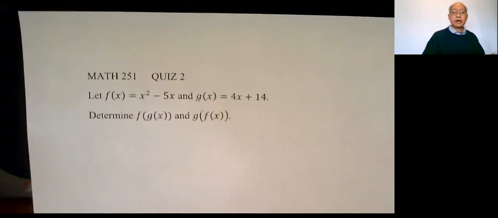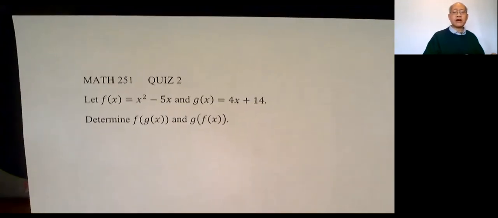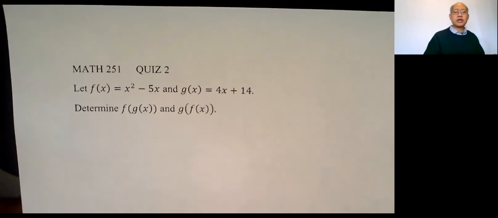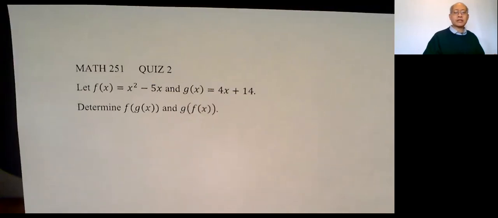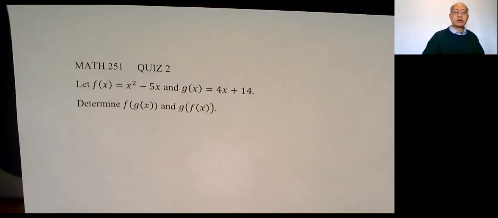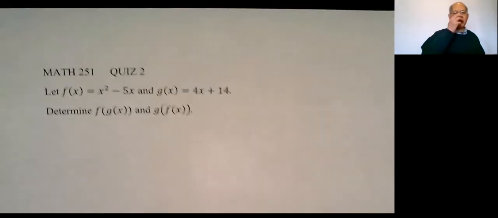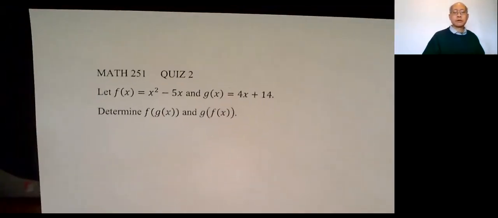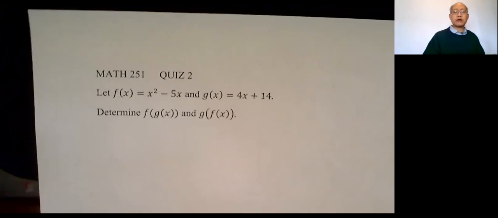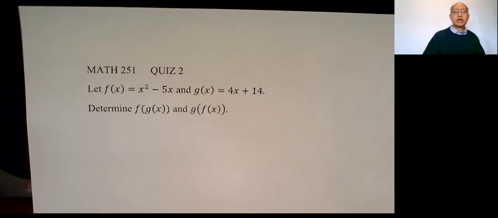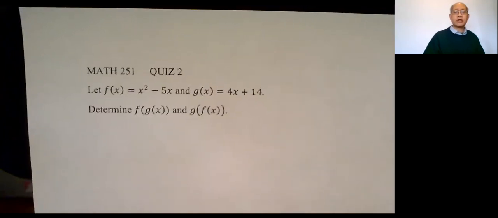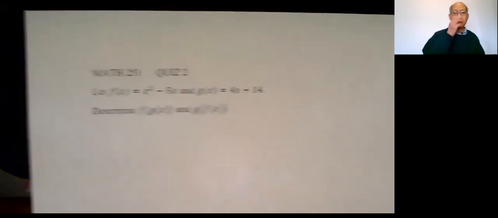Composition problem. f of x is x squared minus 5x. g of x is 4x plus 14. Determine f of g of x and g of f of x, and simplify as much as possible. You can see there's a square there. So if you have a chance to square the expression and clean it up, then go ahead and do so. Okay, so f of x equals x squared minus 5x. g of x equals 4x plus 14. Determine f of g of x and also g of f of x.